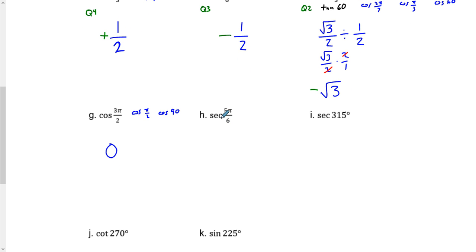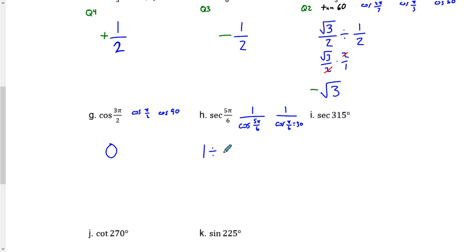Secant is the reciprocal of cosine. So instead of writing secant, what we're doing is we're actually taking 1 over the cosine of 5 pi over 6. Now I'm going to do a whole bunch of work here. This is 1. We're dealing with the sixths. Cosine of pi over 6, which means 30. So 1 divided by the cosine of 30.